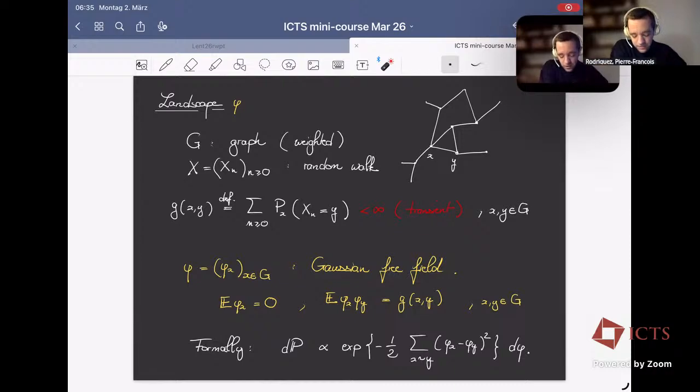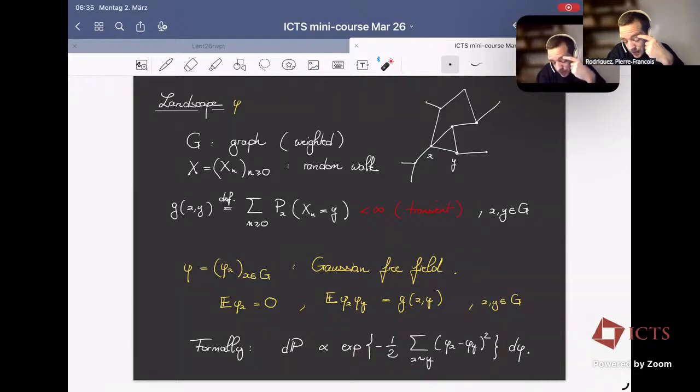Of course this is infinite dimensional. My vertex set is infinite, but the way you should think of it, and you can make this rigorous by having finite volume approximation of the field, say with zero boundary condition, is as if there were a Lebesgue measure in infinite dimensions, then the density of my Gaussian free field would be what I've written at the bottom here. And the reason I'm mentioning this is that here you see a little bit what this field is doing.